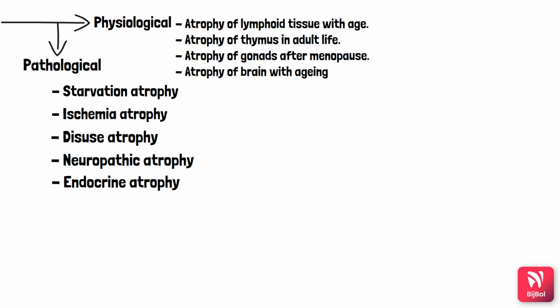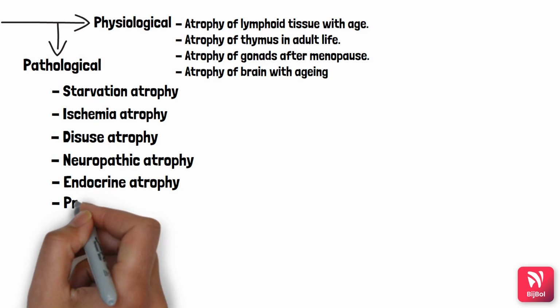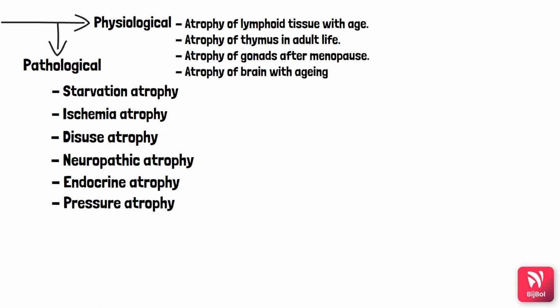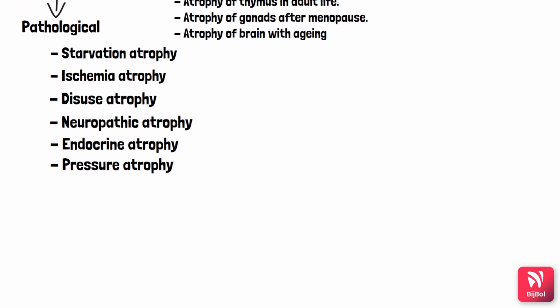Next is pressure atrophy. Sometimes because of tumors or cysts present in an area, prolonged pressure from these tumors or cysts can result in compression and lack of blood supply. That can result in atrophy of that particular tissue. So this is pressure atrophy.